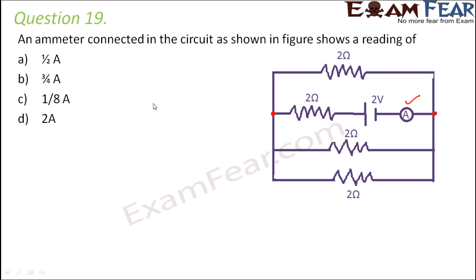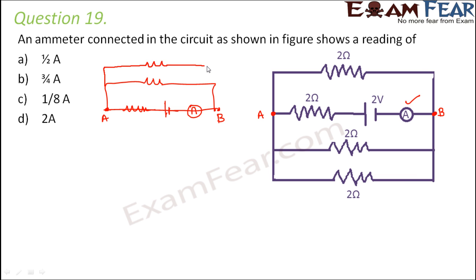Your circuit would become somewhat like this. Let's name these points A, B. Let's say this is A, this is B, and you have a resistance here, you have this cell here, and this is your ammeter. Now here you already had 2 ohm, and this entire part we just flip to the top. So you get one more 2 ohm here, and another 2 ohm here. Each of these resistances is 2 ohms.